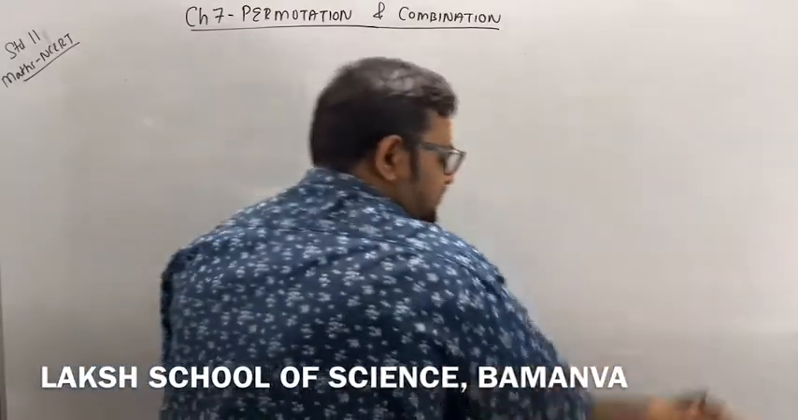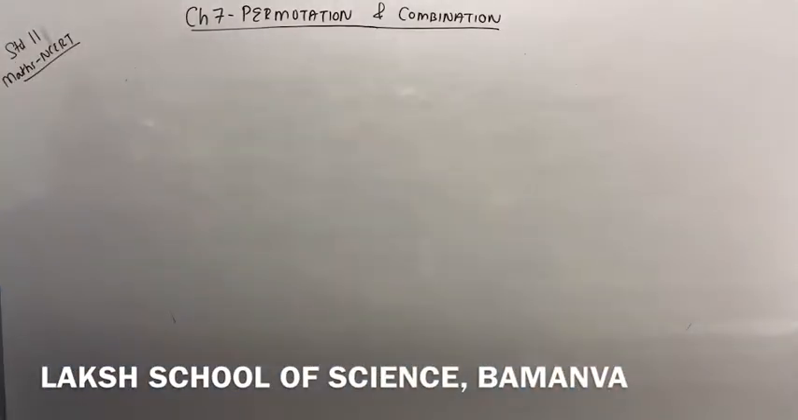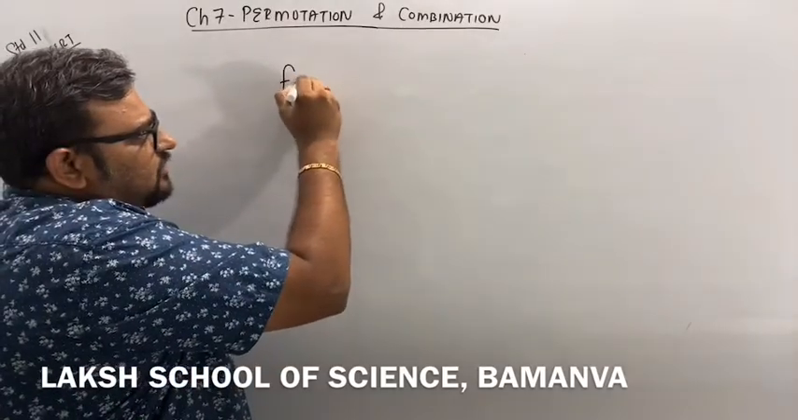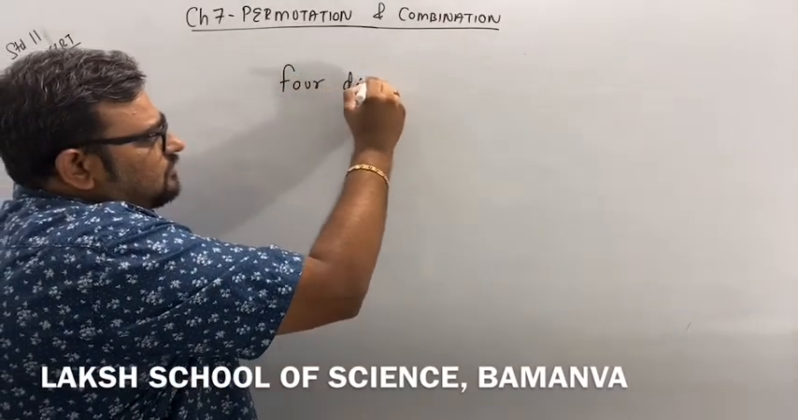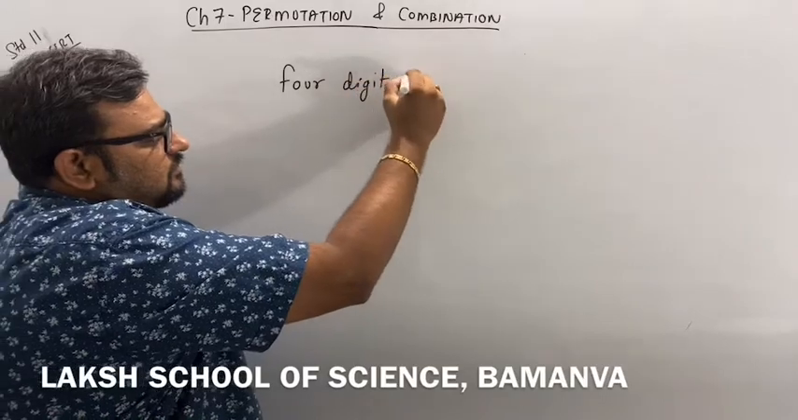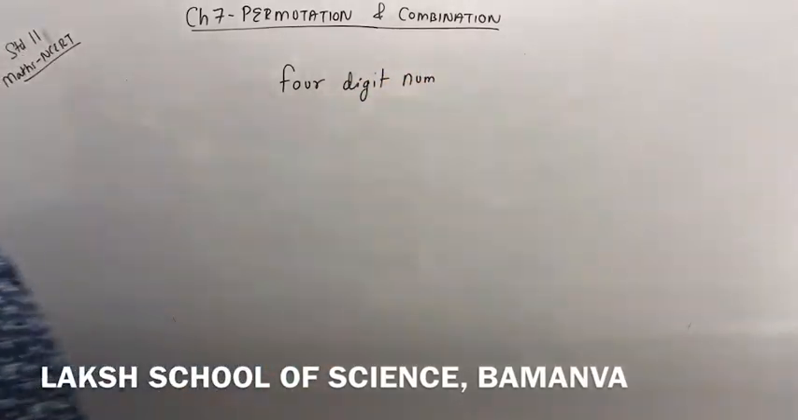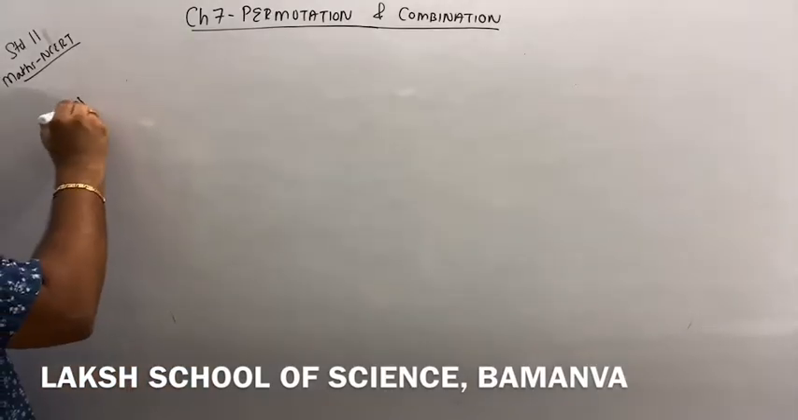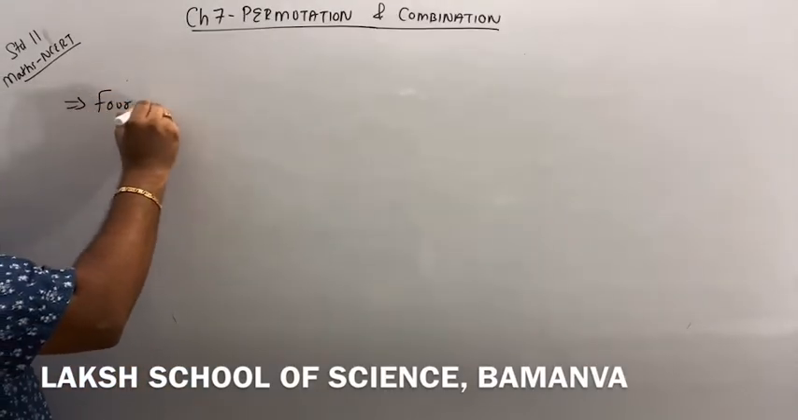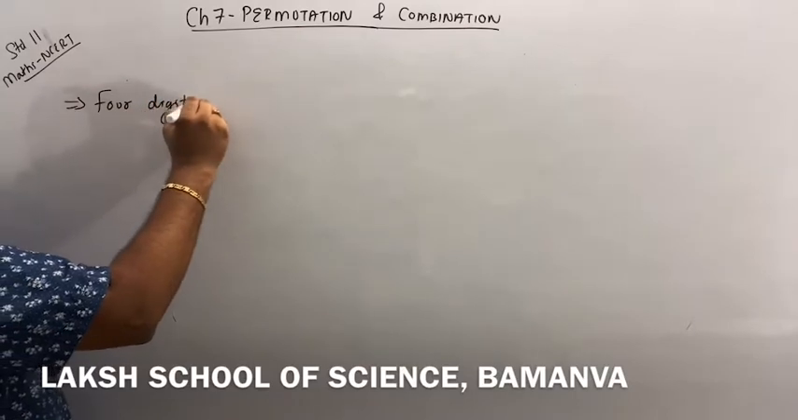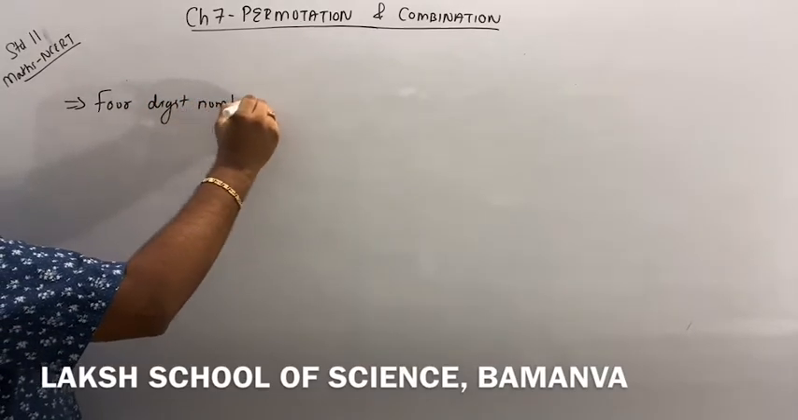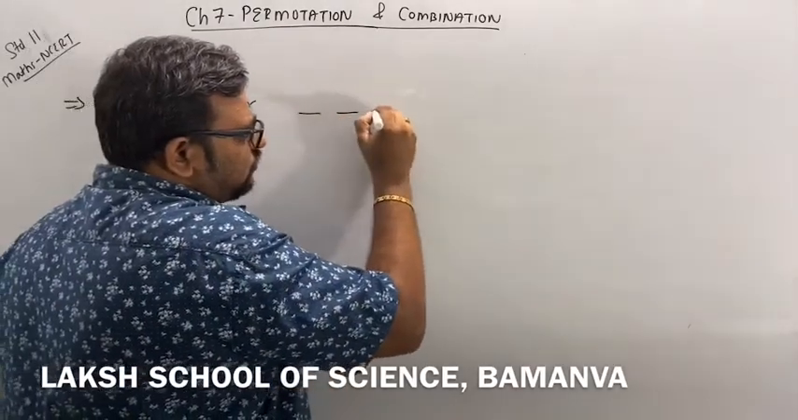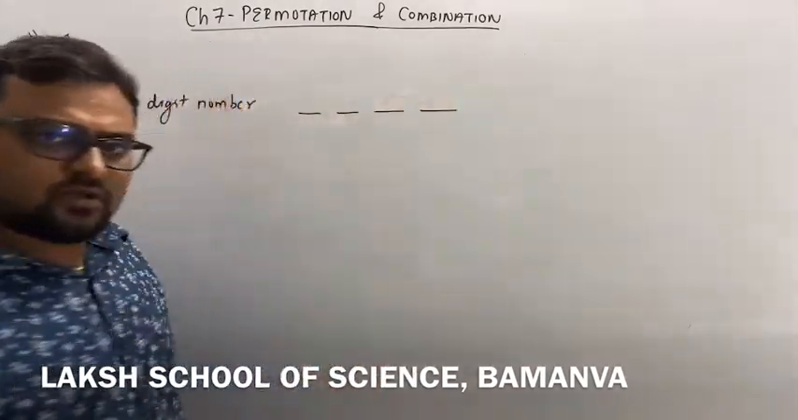Before starting the question, let's learn something about the basics. Now, if there is a 4-digit number, let me write down the points here. If there is a 4-digit number, that means there are 4 places. One, two, three, 4.